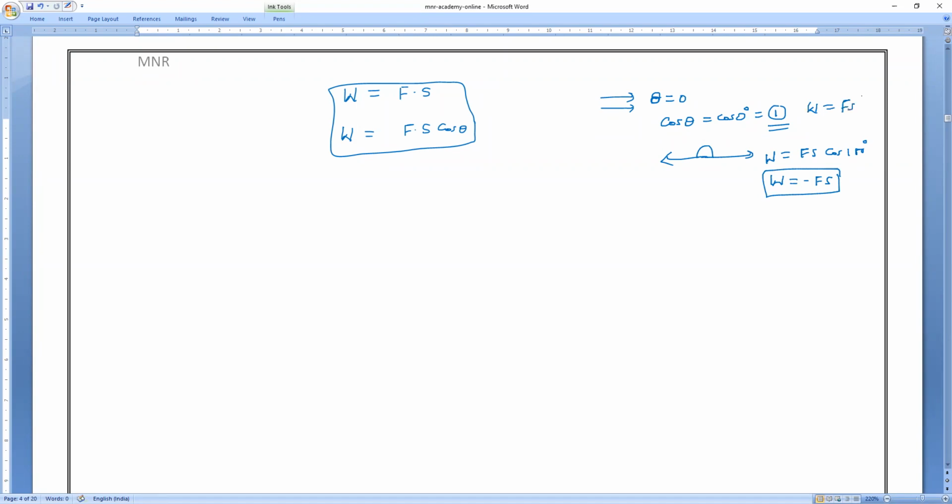So if the angle between them is 0, then work done is positive F S. If they are in opposite directions, then we can say it is negative work done. I think we studied all these things in our yesterday's class. Am I right, everybody? All of you, please respond.